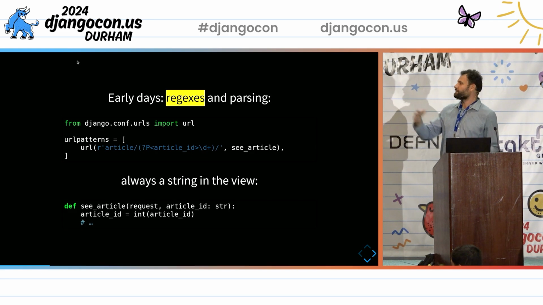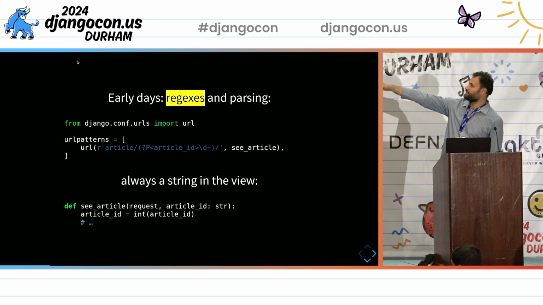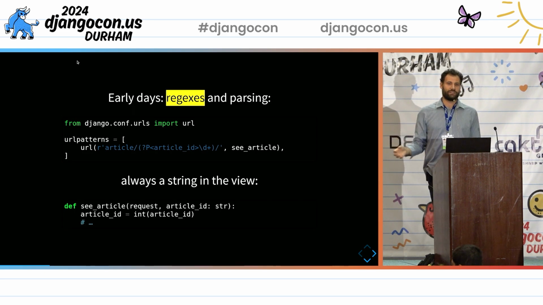And so that means that article ID, regardless what that was, and in this case it's a number-like thing, will always be passed as a string. So in the view, you sometimes had to do a lot of processing to convert the string to an int, right?